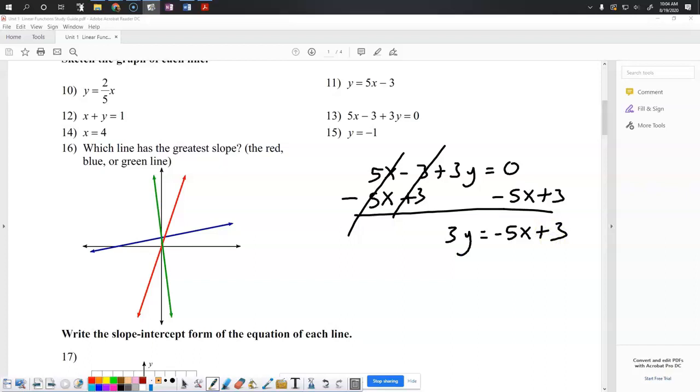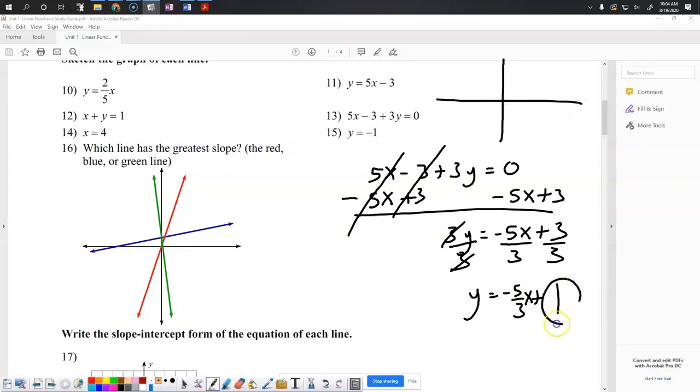The next thing we do is get rid of the 3 in front of the y. The way you're going to do that is by dividing everything by the 3. And now we have the following equation: negative 5/3 x plus 1. So we're ready to graph it now.